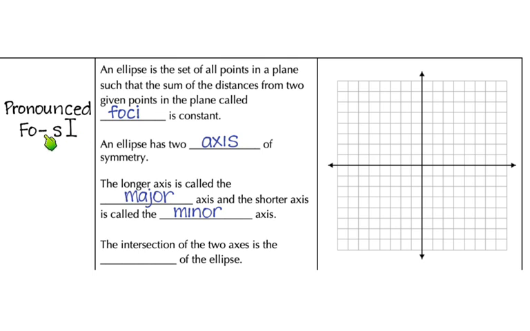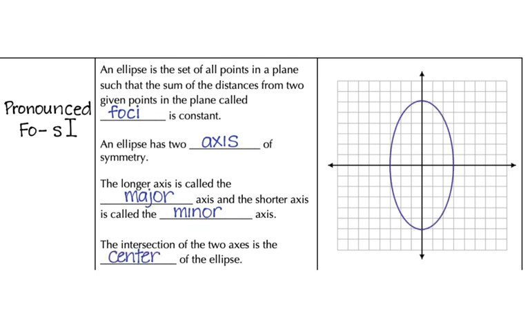I just wanted to remind you how to pronounce this word. It is not foci, it's foci. And the foci are always on the major axis. The foci follow the major axis, right? The intersection of the major and the minor axes is the center of the ellipse.